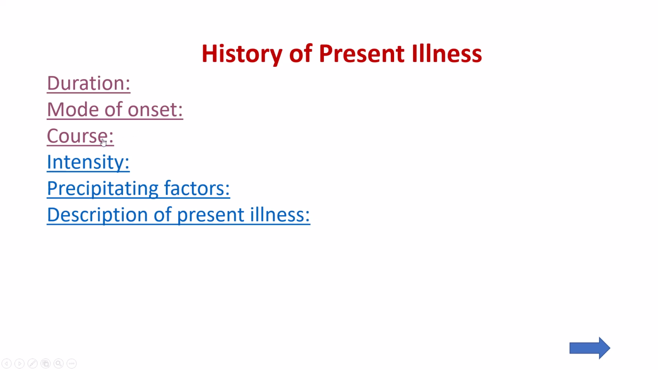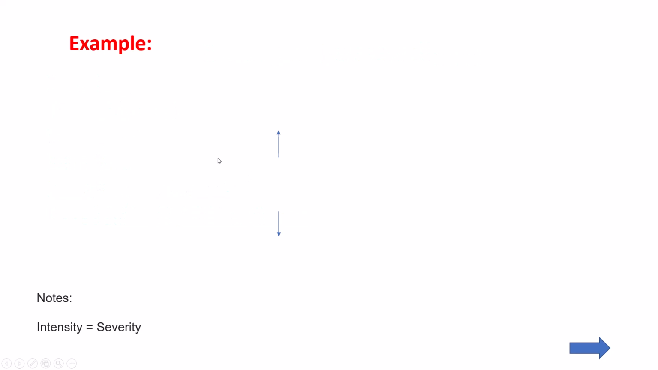Next is intensity, the severity of the problem. One is the same level. If the pain continues at the same level, we write same. Otherwise, it may be increasing, the strength of the disease condition getting stronger. If it is increasing, then increasing. If it is decreasing, then decreasing, meaning it is coming down.